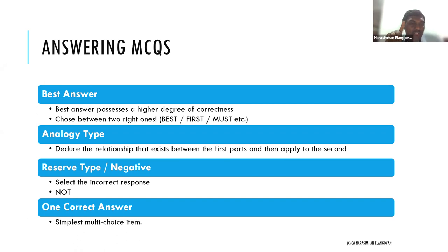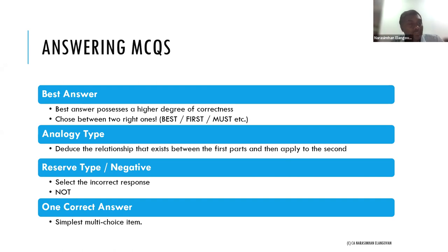And that's why the GST website, the income tax website, any website which has multiple people logging in has a mandatory element of CAPTCHA, right? So choose between two right ones. Best, first, must, right? Please be very, very cautious. And mind you, in the examination, they will not highlight this word best in bold or capital letters. I hope that you keep that in mind.